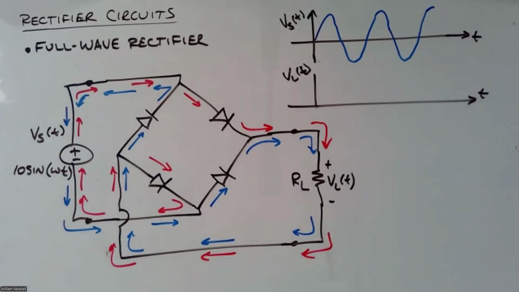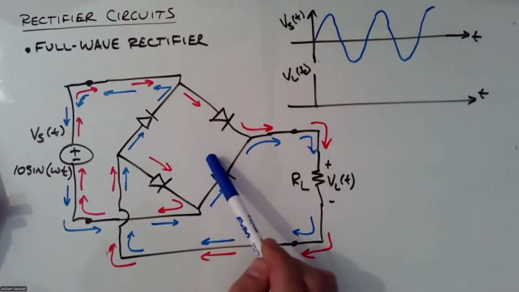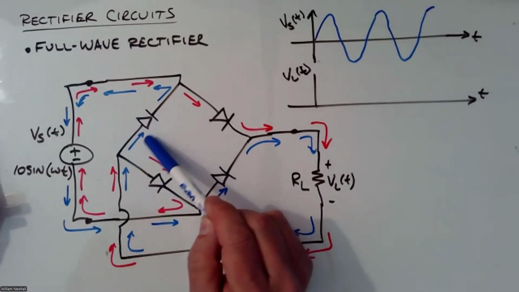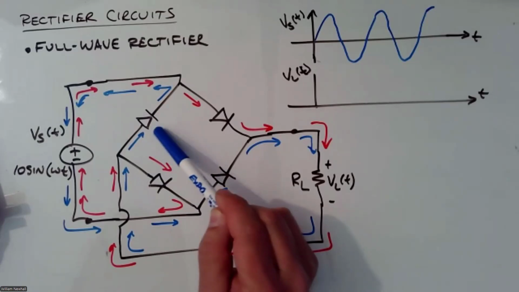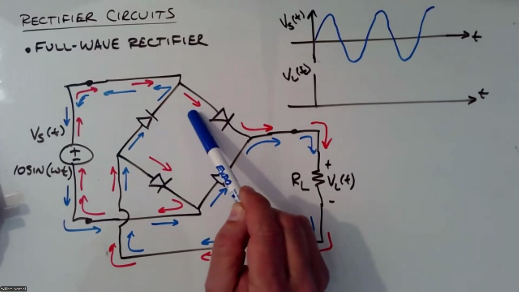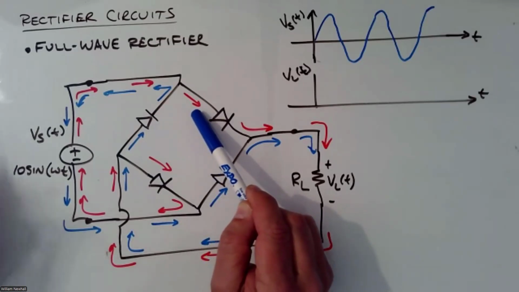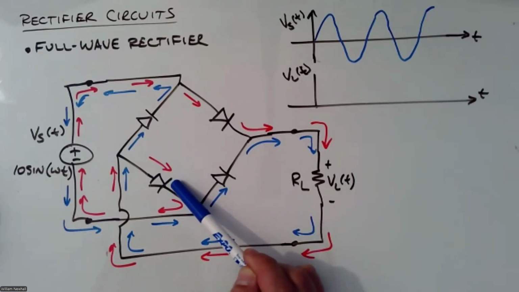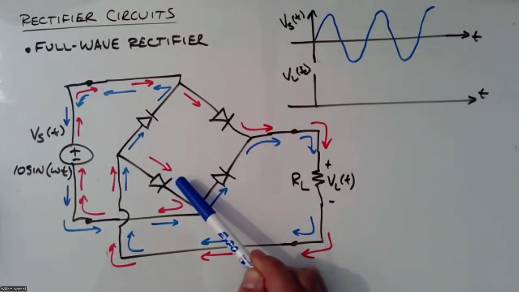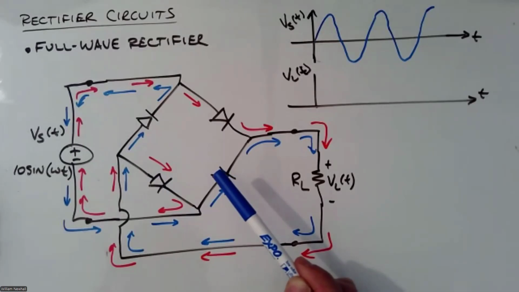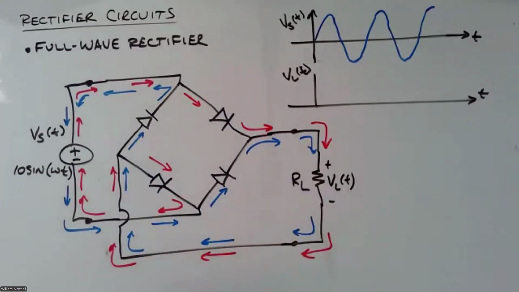Someone asks, does that mean we don't even need that diode where the top is higher? No, actually you do need all of these diodes because, for example, this diode here had to block the red current, the red direction, and this diode has to block the blue direction. So you do need all of these, and we can trace through that.